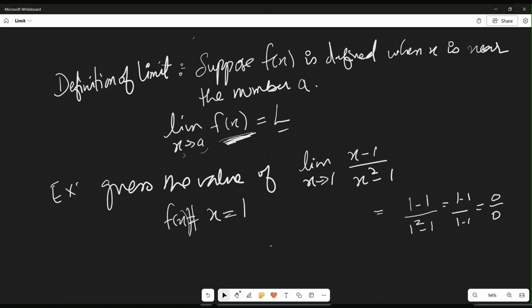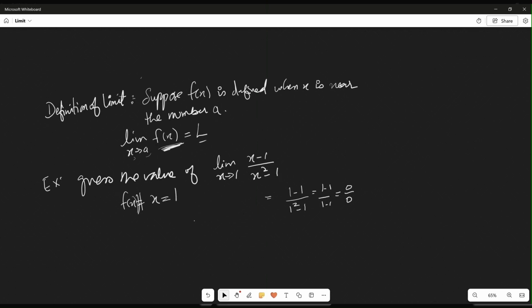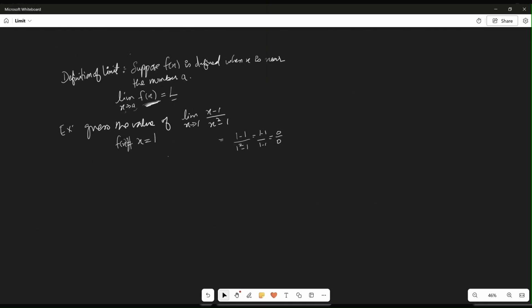So now we can try to look at values that are close to 1. The best way to do this is to create a table and plug in some values, or you can also try to simplify this function, to see at what number this function is defined.